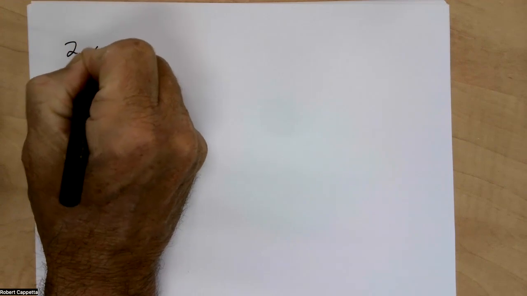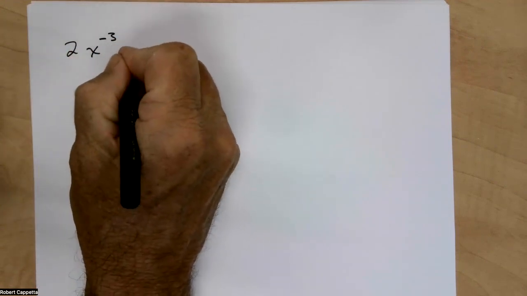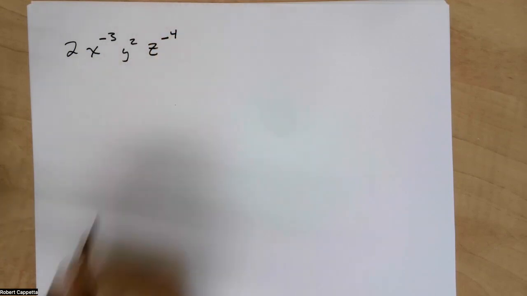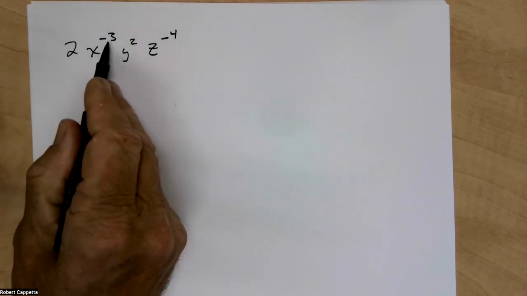So if I have a question, I'm typically asked to write it without any negative exponents. So if I have 2 x to the negative 3, y to the 2nd, z to the negative 4, how do I write that without any negative exponents? Well, I've got to think about what each thing means. And one issue is this negative 3.